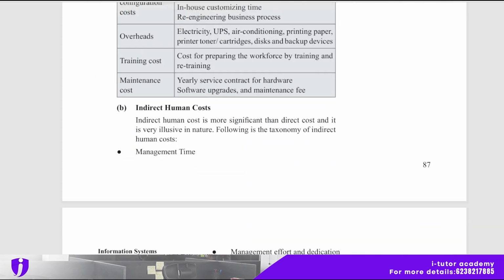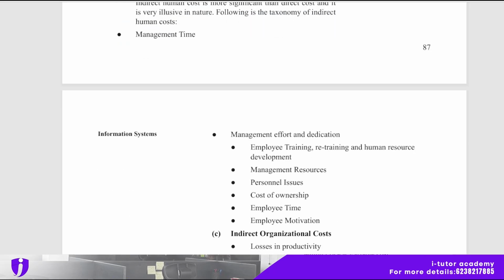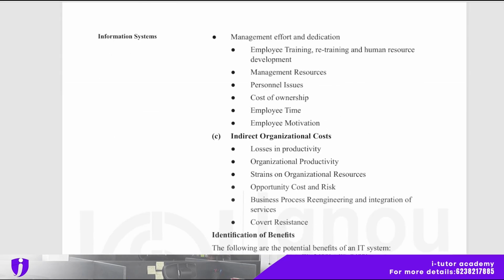And indirect human cost. Indirect human cost is more significant than direct cost and it is very elusive in nature. And following is the taxonomy of indirect human cost. There is management time, management effort and dedication, and under this, employee training, retraining and human resource development, management resource, personnel issue, cost of ownership, employee time, employee motivation. And indirect organizational cost: losses in productivity, organizational productivity, strains on organizational resources, opportunity cost and risk, business process re-engineering and the integration of service, covert resistance.